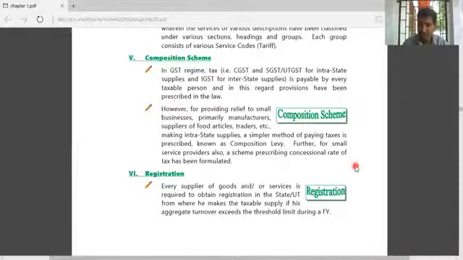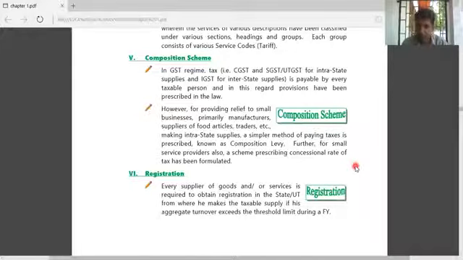So what is in this composition scheme? They need not charge GST on the invoices. For example, I am a retailer, I sell dresses. Normally I have to collect GST and remit it to the government. In the composition scheme, I should not collect GST. And I have purchased from a wholesaler, I will have paid GST to him, but I cannot take the credit. I have discussed the term credit. That means tax paid at an earlier stage is allowed to be set off against the current stage. That is what credit means. But I cannot take the credit.